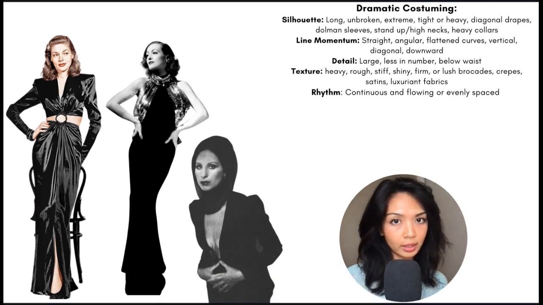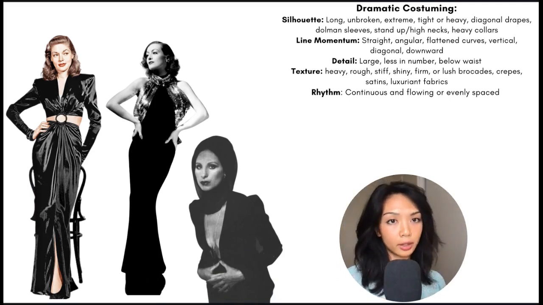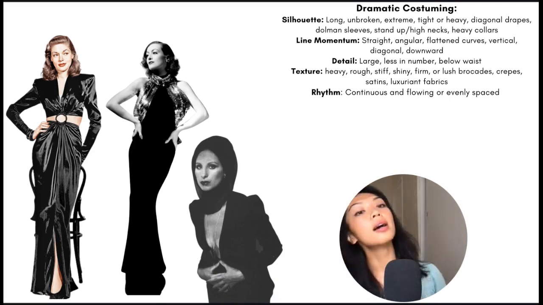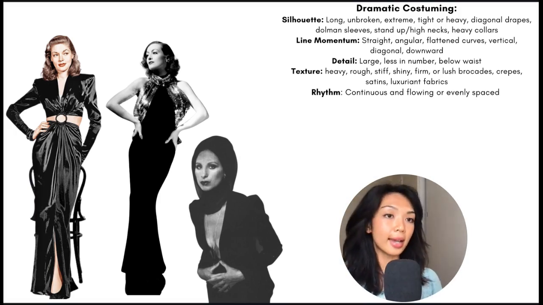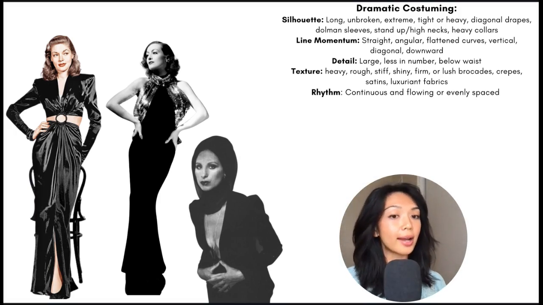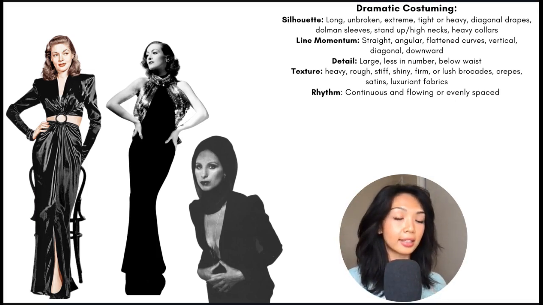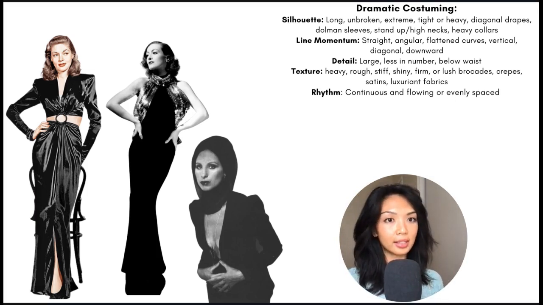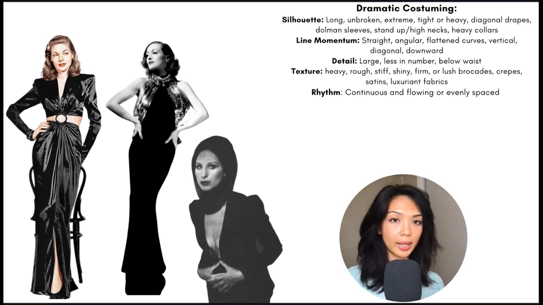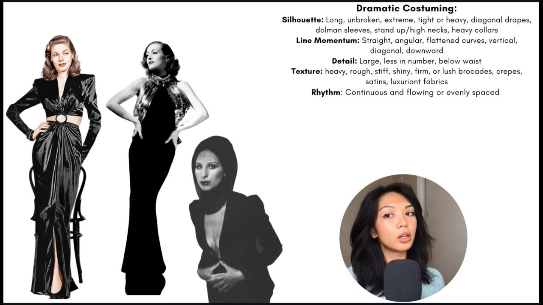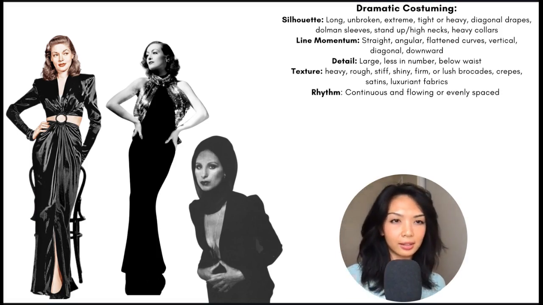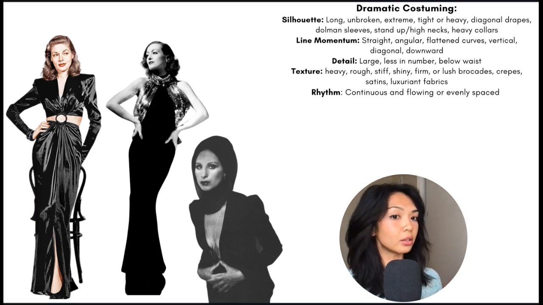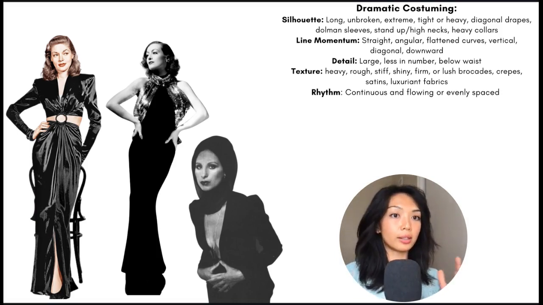In terms of costuming, the silhouette tends to be more long, unbroken, extreme in terms of fashion at whatever decade you are looking at. Tighter or heavy elements, diagonal drapes, dolman sleeves, stand-up or high necks, and heavier collars. The line momentum tends towards straightness, angularity with flattened curves, verticality, diagonality, and a downward emphasis. Again, that solidity, that weightiness. Details are best kept large and lesser in number and usually below the waist. I think this is more relevant to dresses or outerwear as opposed to separates.